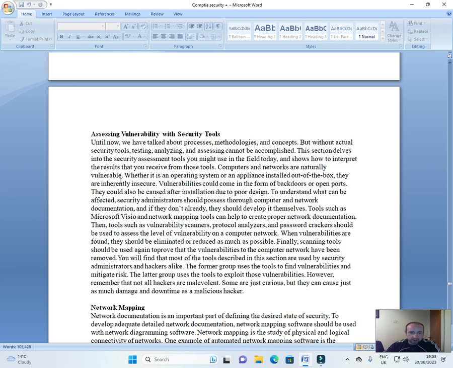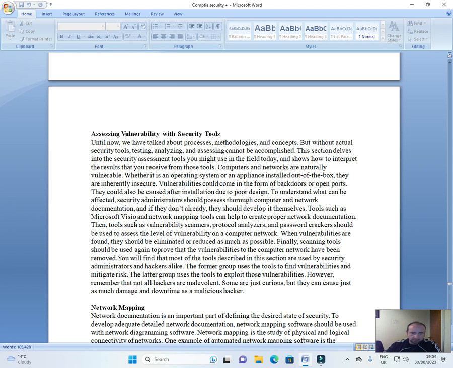Computers and networks are actually vulnerable. Whether it is an operating system or an appliance installed out of the box, they are inherently insecure. Vulnerabilities could come in the form of backdoors or open ports. They could also be caused after installation due to poor design. To understand what can be affected, security administrators should possess thorough computer and network documentation, and if they don't already, they should develop it themselves.